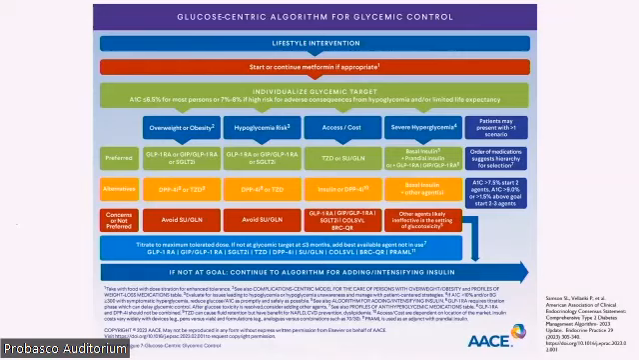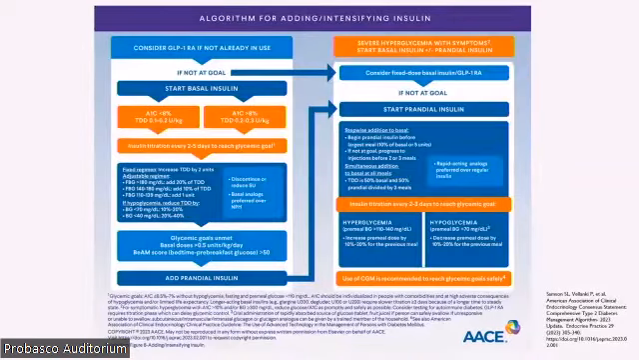So if after this patients are not at goal on maximally tolerated doses, so we definitely want to make sure that we're titrating up these GLPs and SGLT2s to their maximum tolerated dose, then you can go on to the insulin algorithm. I'm not going to spend too much time on this, but it serves as a great reference for how to add on and intensify insulin therapy.